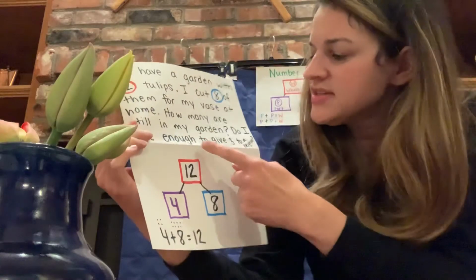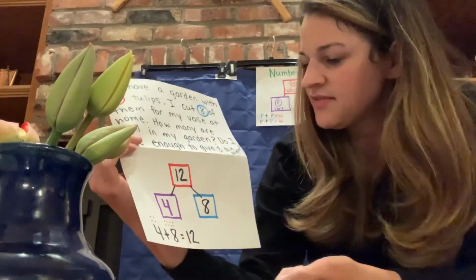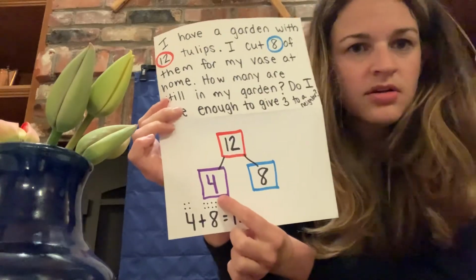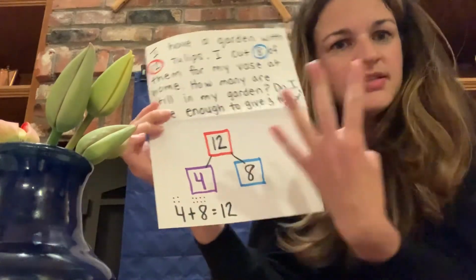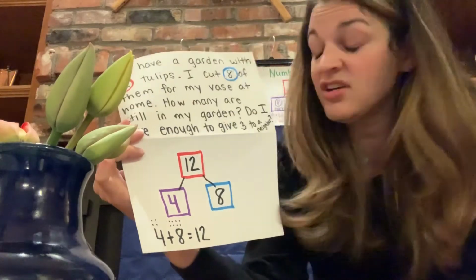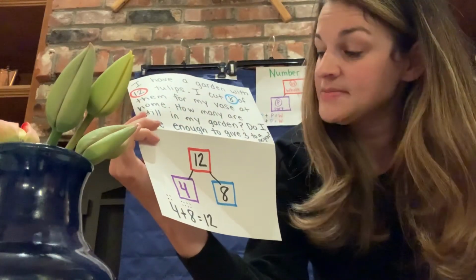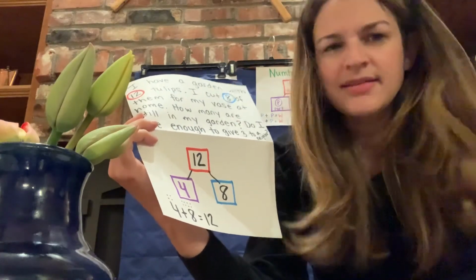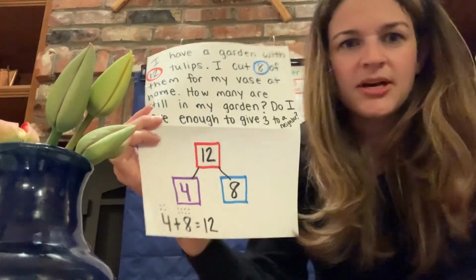The big question was, do I have enough to give 3 to a neighbor? My missing piece was 4. Is there enough? Here's 4. Is there enough to give 3 of them to a neighbor? I think there is. John's going to be super happy because John has been down in the dumps with all this cold weather. He's pretty old, and I think that some tulips might really cheer him up.